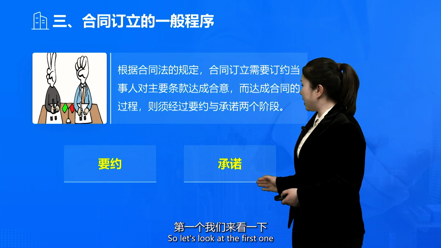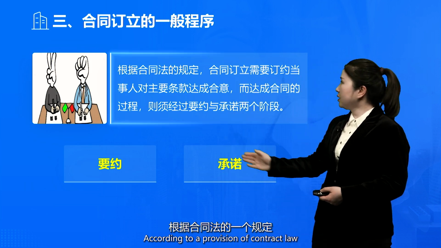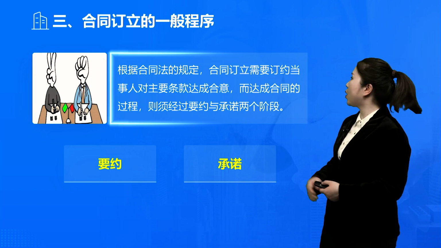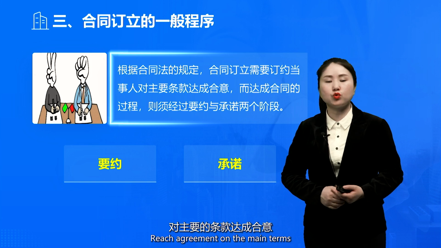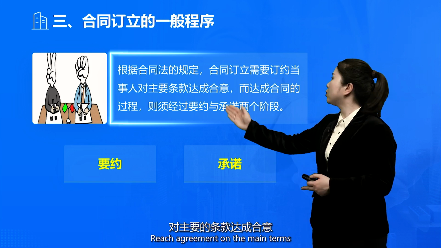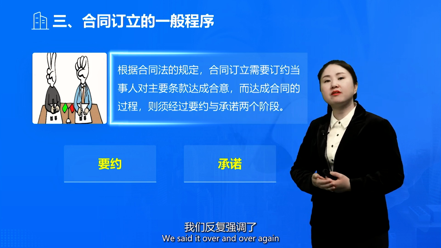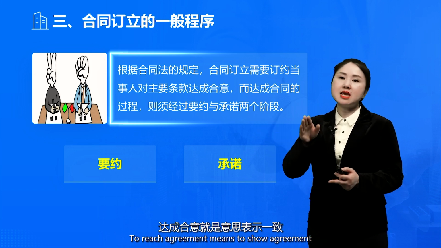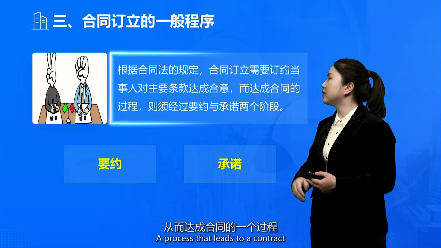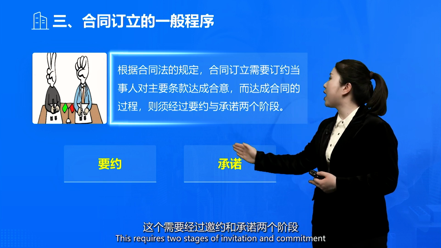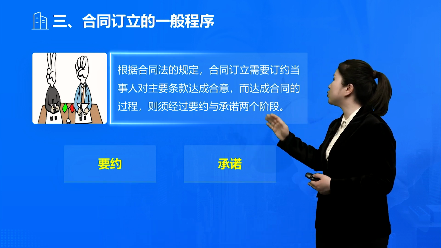So let's look at the first one. According to a provision of contract law, the parties to a contract reach agreement on the main terms. We said it over and over again. To reach agreement means to show agreement, a process that leads to a contract. This requires two stages: offer and commitment.